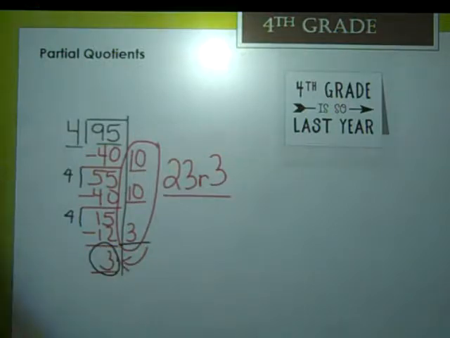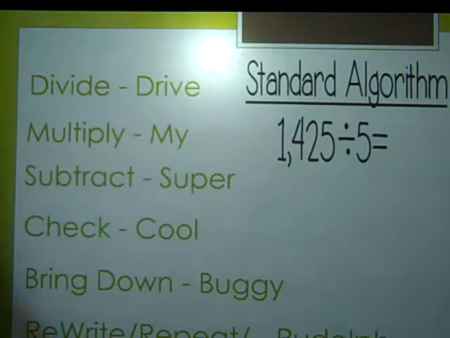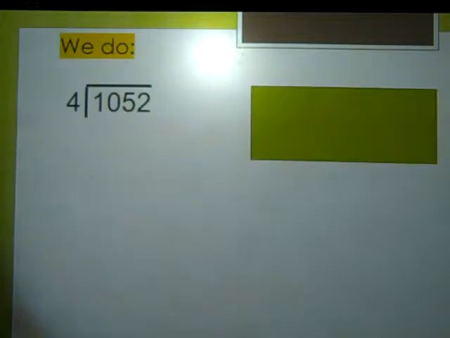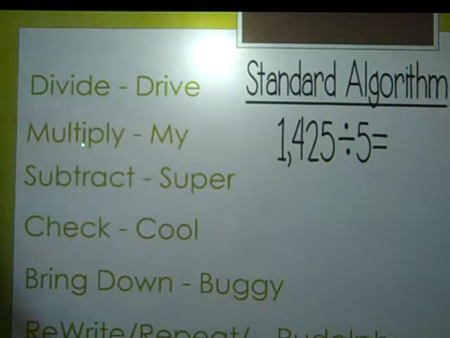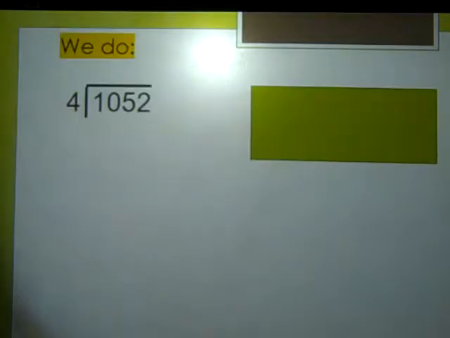Now, this is a more elementary way of doing it. It does work the same, but it's not as efficient as the algorithm. So we won't be using the partial quotients anymore. We're going to use the standard algorithm. Remember the steps I taught you: divide, multiply, subtract, check, bring down, rewrite, repeat, or we have a remainder. Here's the acronym, remember: Drive My Super Cool Buggy Rudolph. Insert any name with an R there. It's okay. We're going to practice, and I want you to use all the steps that I use. So let's go ahead and start.